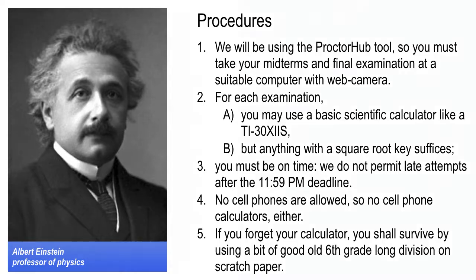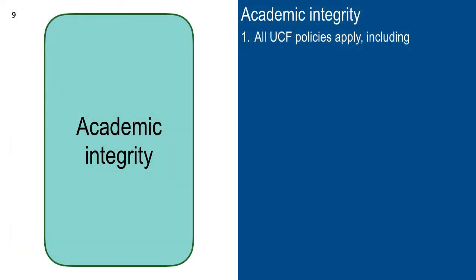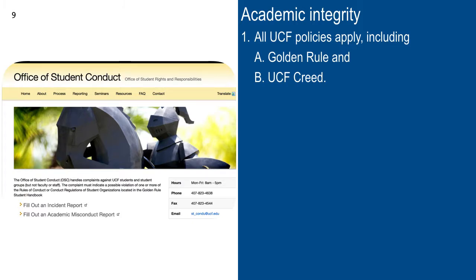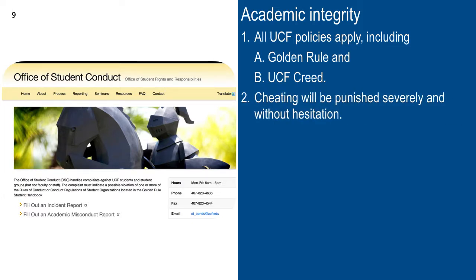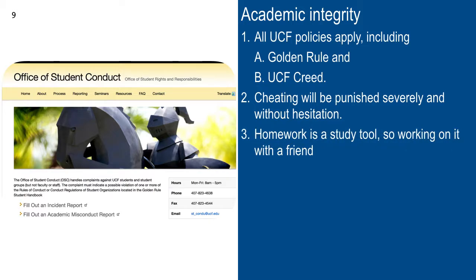All right. Now, I want to talk about academic integrity for a minute. All UCF policies apply, including the Golden Rule and the UCF Creed. And in the past, we've had some cheating recently, and we've punished severely. There's a bunch of Z's on transcripts for students that we've apprehended. So you don't want to try to get into grad school or try to get a job with a Z on your transcript. So just don't do it.